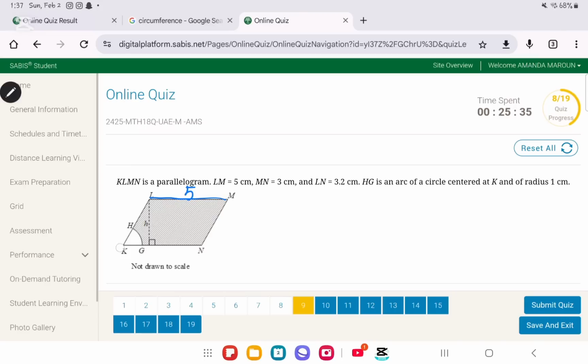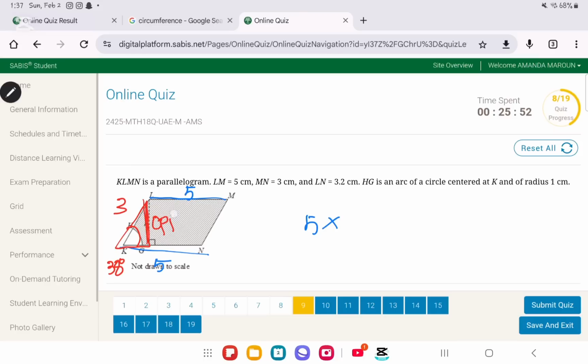Or to be more specific, this base, which is also 5, times the height. Now, how do we find the height? Very simply, to find the height, we have this side over here, which is 3. Okay, we have the angle, which is 38 degrees, and we need to find this side.